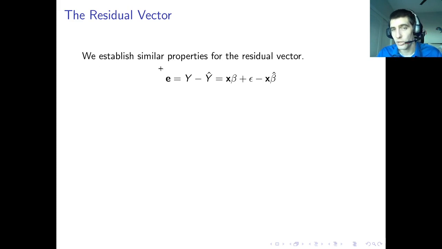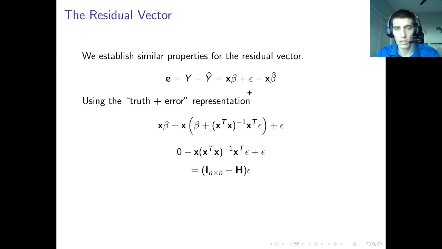We can actually establish similar properties for the residual vector. So again, for fixed x, with epsilon treated as that random variable, we can have a residual vector, which is true y minus estimate. This true y is x beta plus epsilon, and the estimated is x beta hat. So I'm just plugging in y and y hat here, and then I can pool the x's here. I can substitute in the truth plus error representation. Here we're getting a lot out of the truth plus error representation. We can get even more.